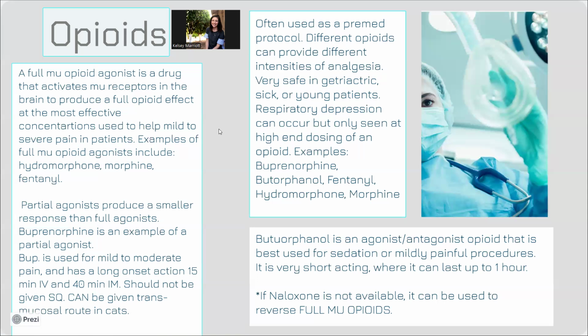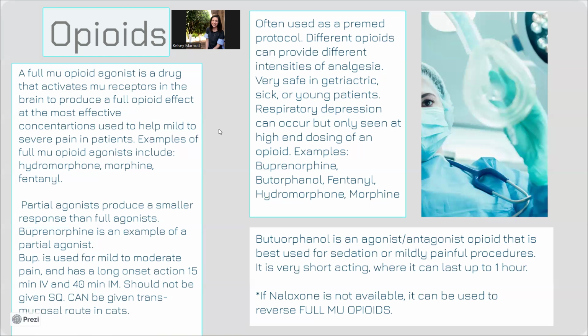And then our partial agonist, this is where we have our buprenorphine. This is more for our mild to moderate pain control. But when we work with buprenorphine, we tend to not see fast effects right away. If we want instant pain control, it's not going to kick in for at least 15 minutes, even if it's given IV. And our IM injections are even longer, at least 40 minutes till we start seeing the comfort level in our patients.